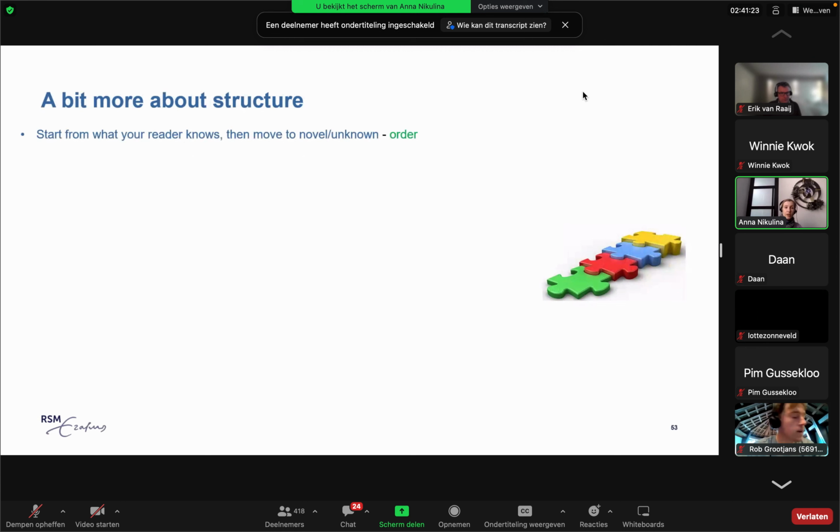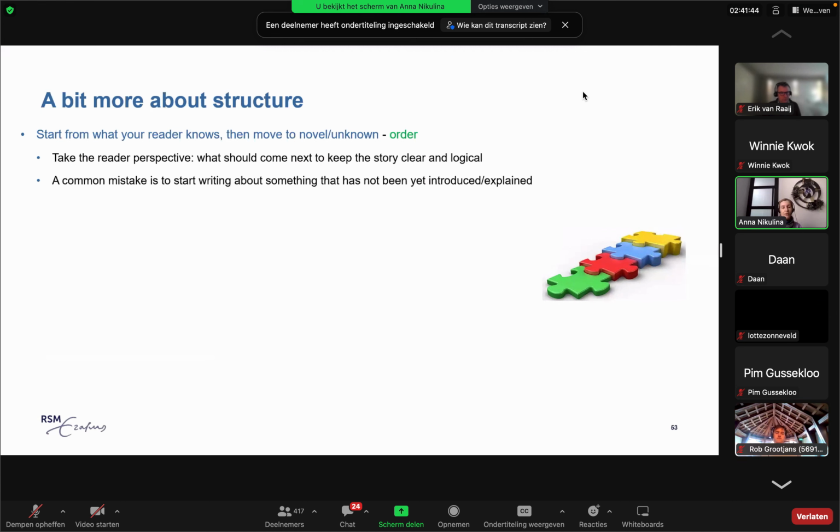Structure. First of all, you need to think about what my reader knows, and then you move to the more unknown. So do not start from something that's completely not understandable. Introduce this gradually. Take the reader's perspective. What should come next to keep the story clear and logical? What have I explained, is there any gap that I need to fill before I move to something next? It's a very common mistake to write about something that you haven't yet introduced or defined, and then there is a logical gap that makes something that you want to make clear unclear. Definitions first, explanation first, and then maybe argumentation about why something works or doesn't work.